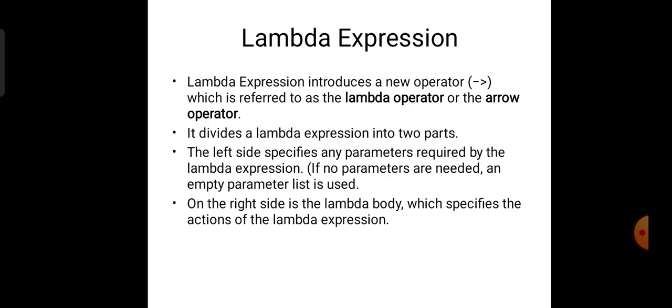Lambda expression introduces a new operator which is referred to as the lambda operator or the arrow operator. It divides a lambda expression into two parts. The left side specifies any parameter required by the lambda expression. If no parameter is needed, an empty parameter list is used. On the right side is the lambda body, which specifies the action of the lambda expression. So a lambda expression has two parts: the left side specifies any parameter required, and the right side is the lambda body which specifies the action.